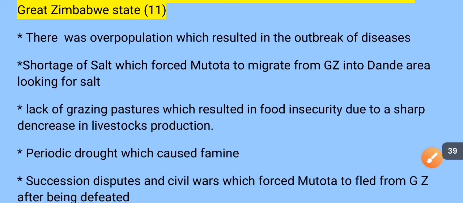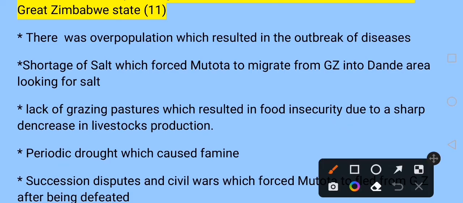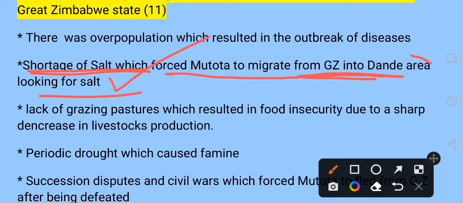There was shortage of salt which forced Mutota to migrate. So there was shortage of salt. Ndo point. Yakakonzere it forced Mutota to migrate from Great Zimbabwe into Dande area looking for what? For salt. And remember, my scholars antara zvakasiyana, they refer to this salt as salt. Mangoma historians, they refer to this salt as what? As the resources. Okay?